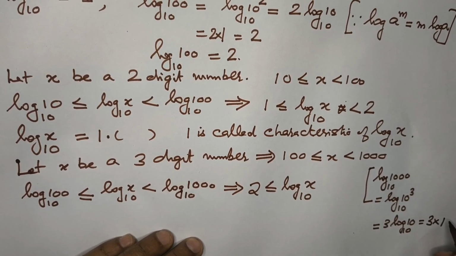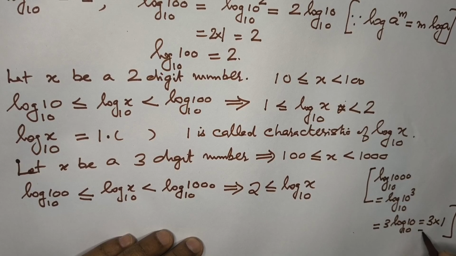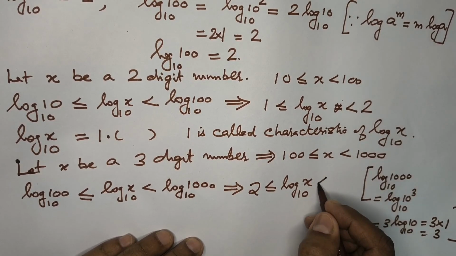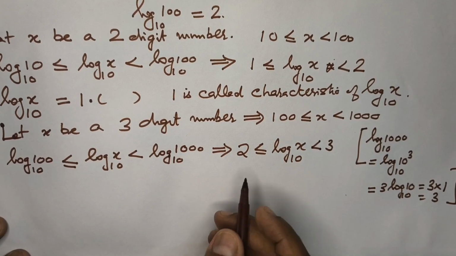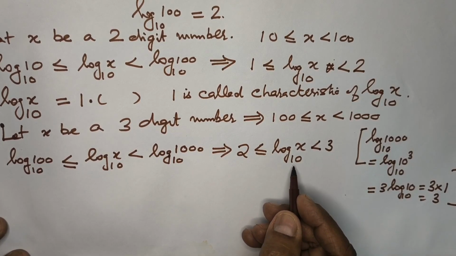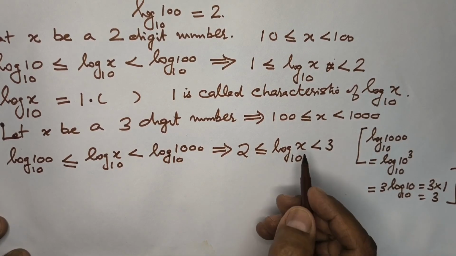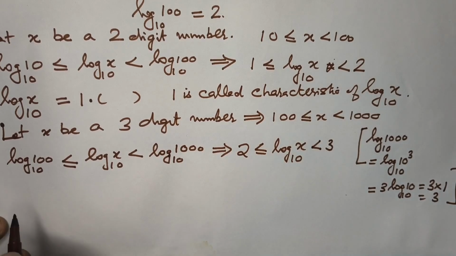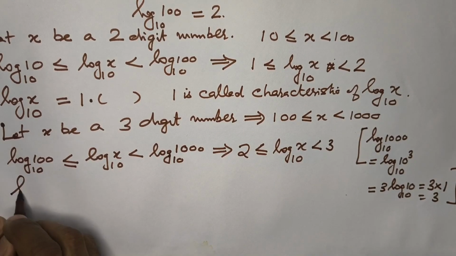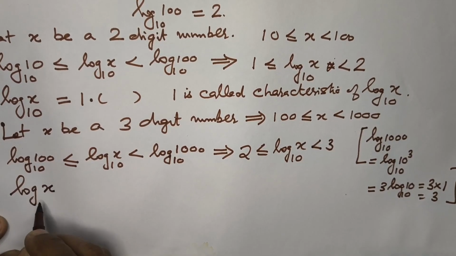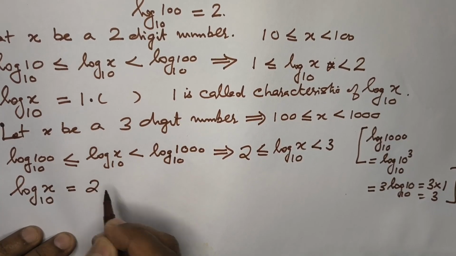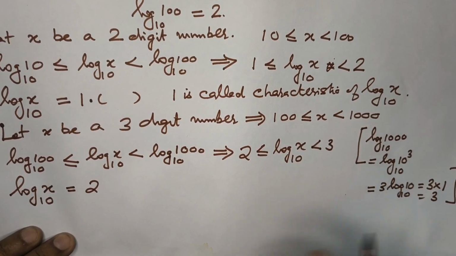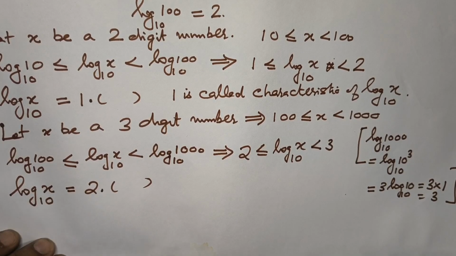3 into 1, and that's equal to 3. So let me substitute 3 here. Now what do you see? Logarithm of x to the base 10 lies between 2 and 3, and x is a 3-digit number. Rather, log x to the base 10 equals any number lying between 2 and 3, you can take it as 2 point something. And here x is a 3-digit number.